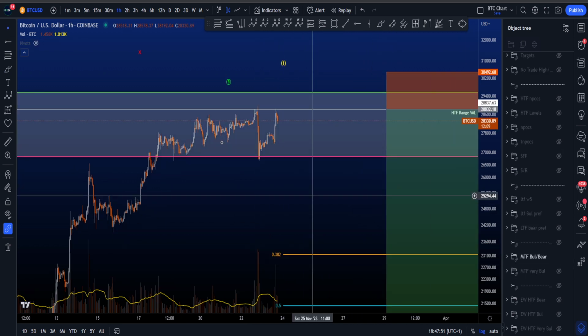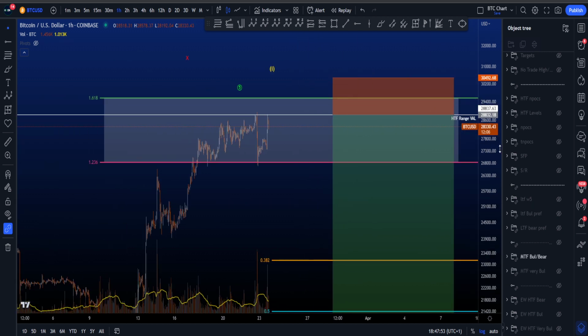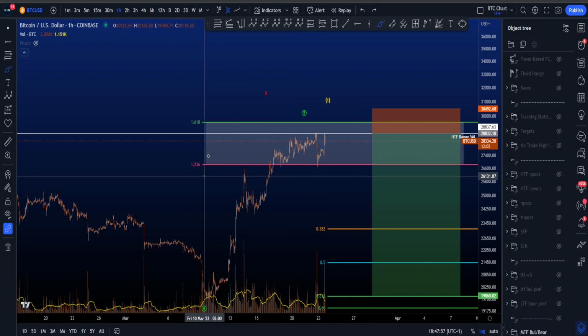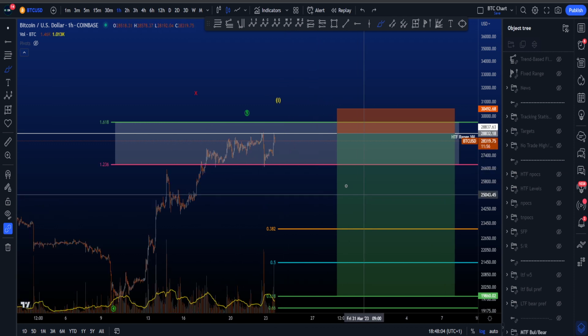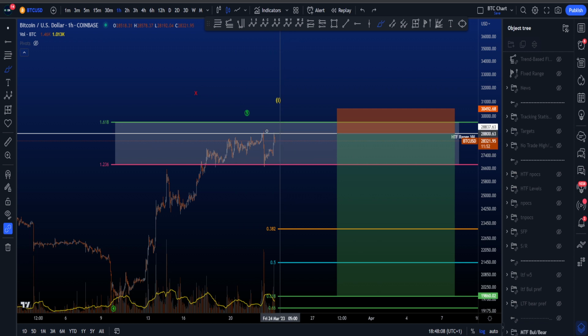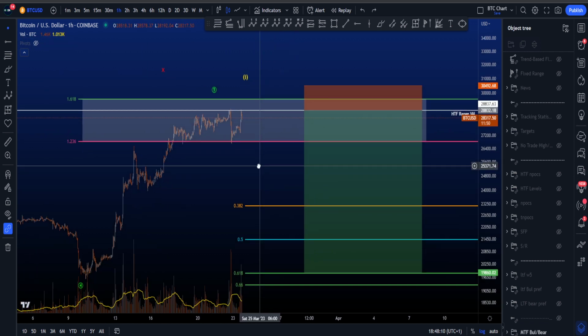If we go to the more bearish scenario, then we are basically looking for price to end somewhere between these fibs, between the 1.236 and the 1.618, with again the 1.618 being 29.6k. And this can be either the end of wave X, the end of wave 1, or well, that's basically it. It's either or.